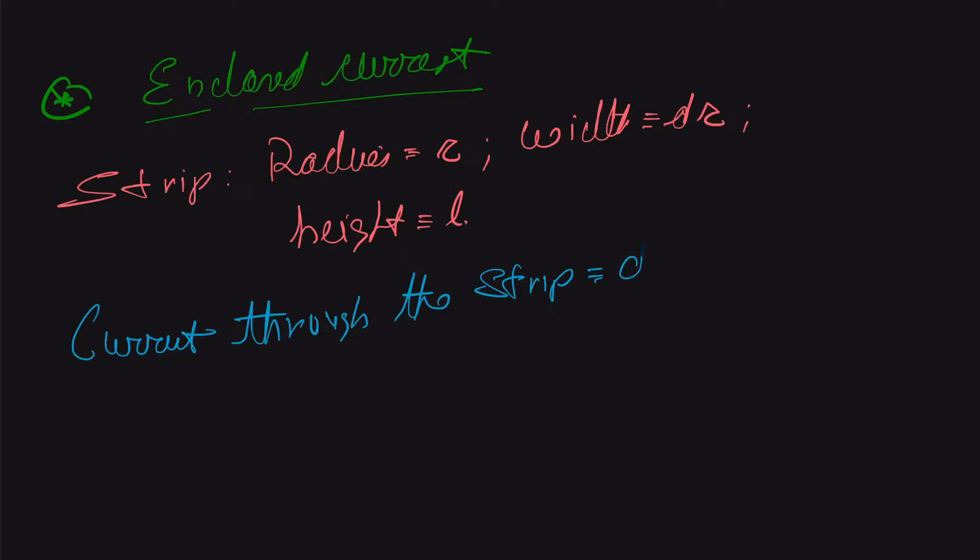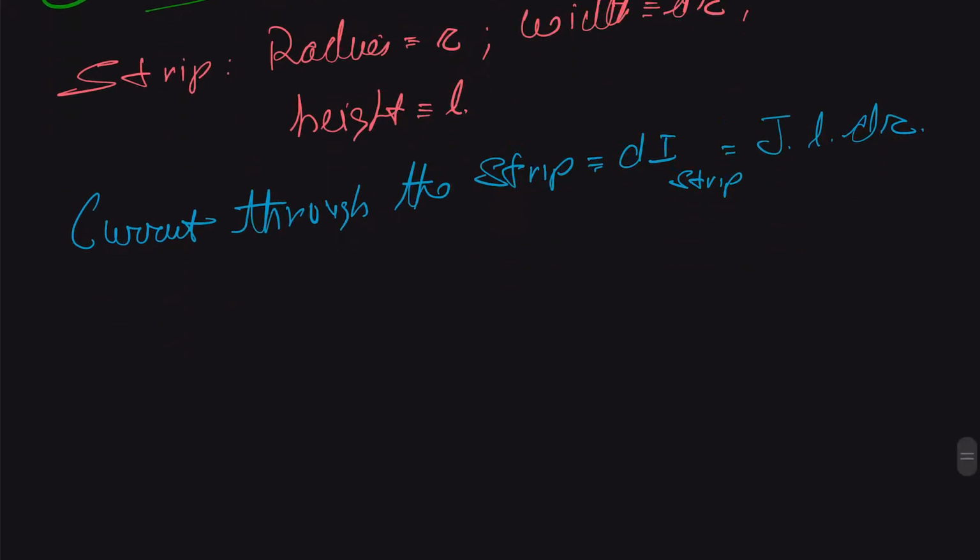which is a small current, dI, for our strip, will be equal to our current density times our length, and its thickness is dr. And current density we already calculated. Therefore, we can say that our current through the strip will be equal to rho omega r times length times dr.